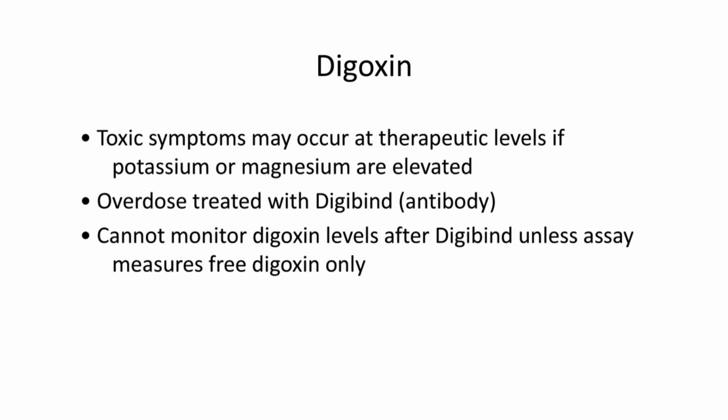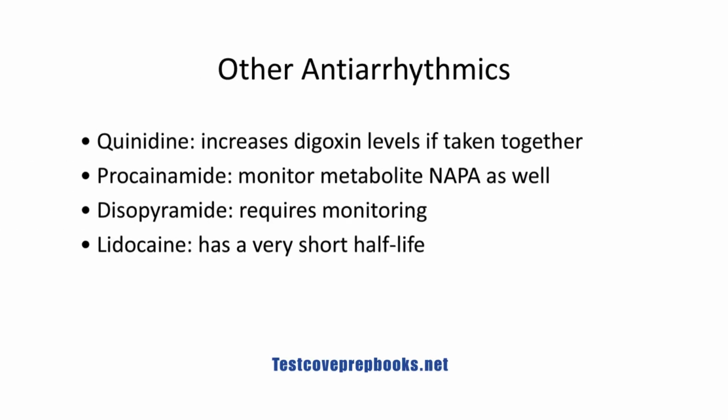Let's look at antiarrhythmic drugs. Digoxin toxicity can appear even when levels are within the therapeutic range if potassium or magnesium levels are elevated. In the case of overdose, digoxin is treated with an antibody preparation called digibind. However, once digibind is given, most assays cannot measure digoxin accurately unless the assay specifically detects free digoxin. Next is quinidine. When quinidine is added to therapy in a patient already taking digoxin, it causes digoxin levels to increase, which requires close monitoring.